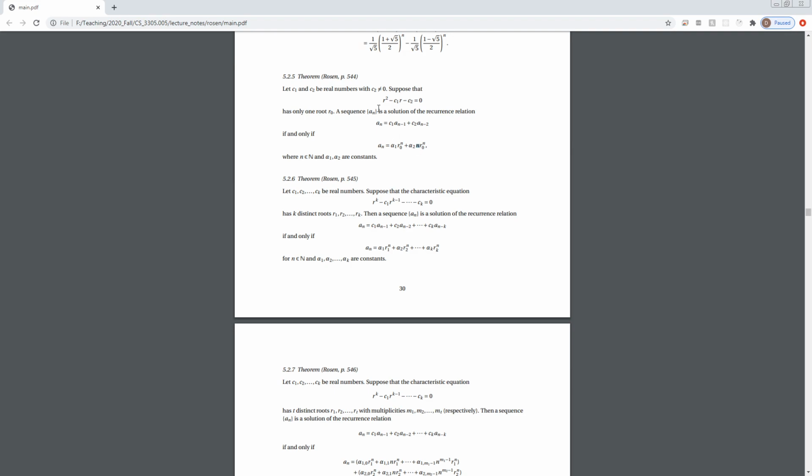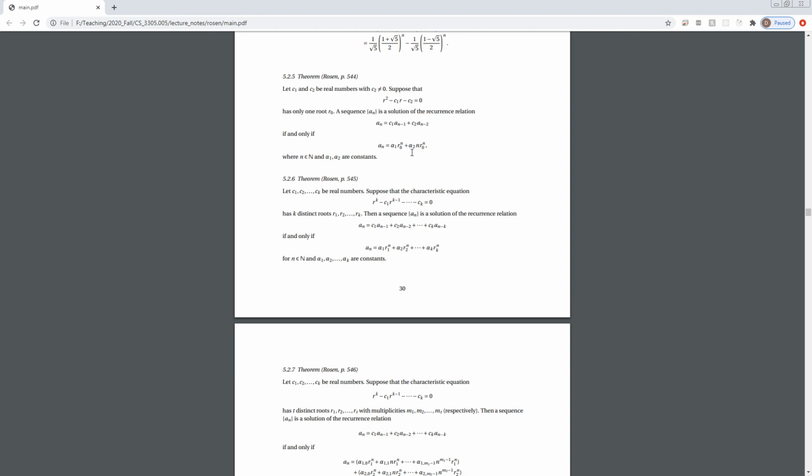And so it turns out that the correct fix for that scenario is to multiply by n. So in a degree 2 case, the quadratic case, it's not possible to have a multiplicity higher than 2. But let's say that it was cubic, and it was the same root with a multiplicity of 3. Then the solution would be of the form alpha 1 times the root to the n plus alpha 2 times n times the root to the n plus alpha 3 times n squared times the root to the n.